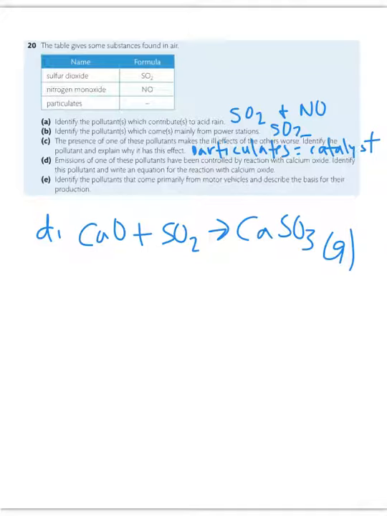Identify the pollutants that come primarily from motor vehicles, and that would be the NO. And it says, describe the basis for their production. You have to have high temps before this occurs, but car engines do have high temps. But the high temps is what allows the nitrogen and oxygen in the air to combine. Because certainly under normal conditions, we don't have trouble with the nitrogen and oxygen in the air combining.